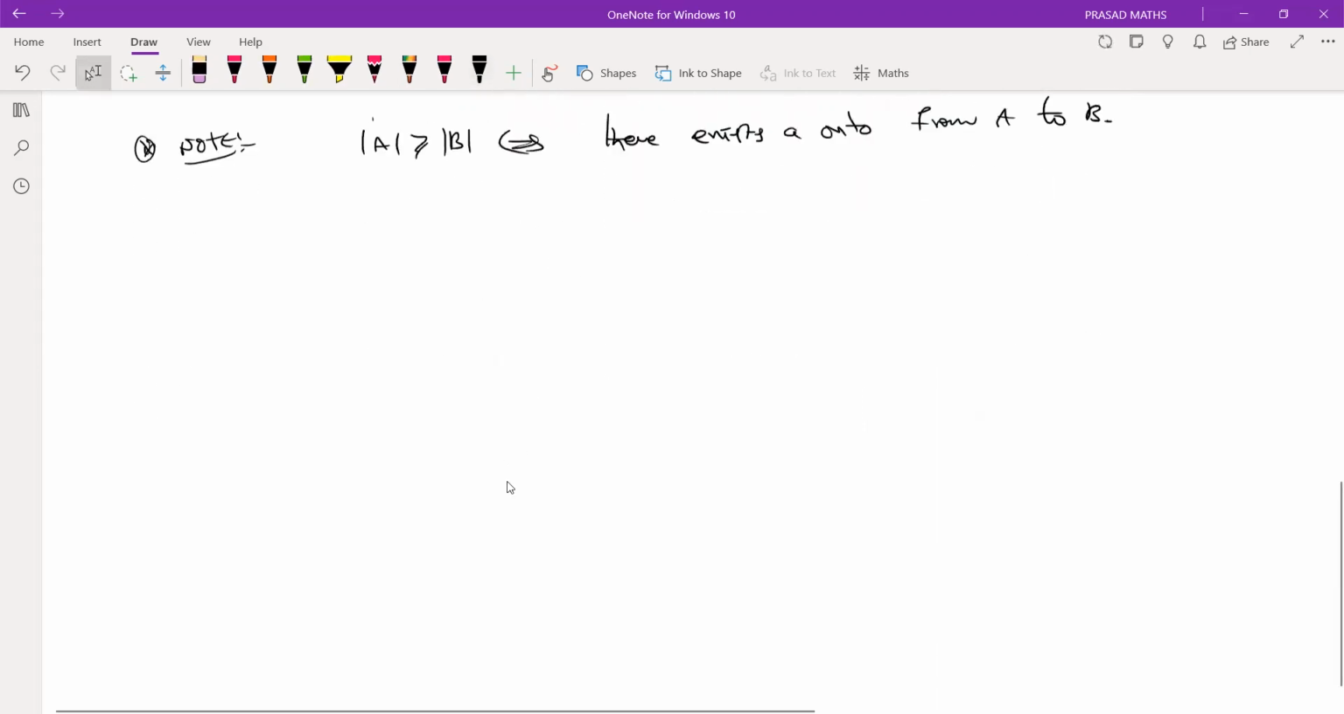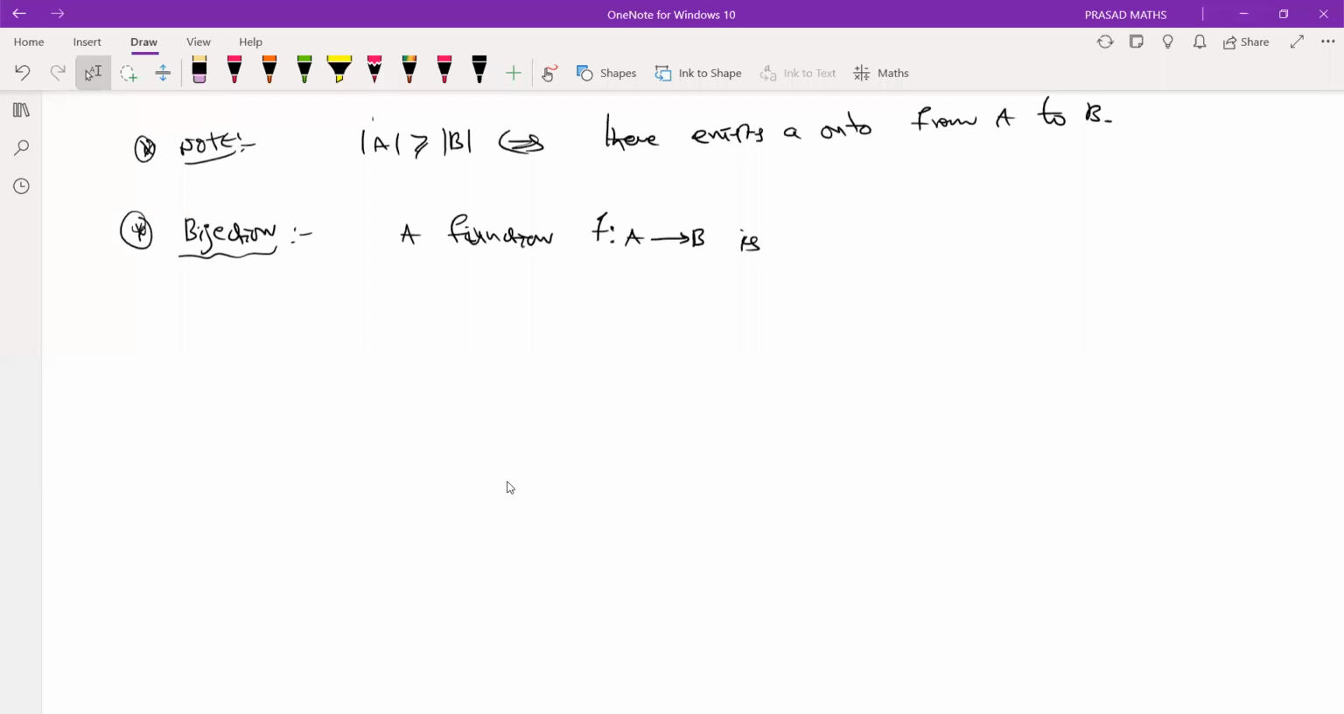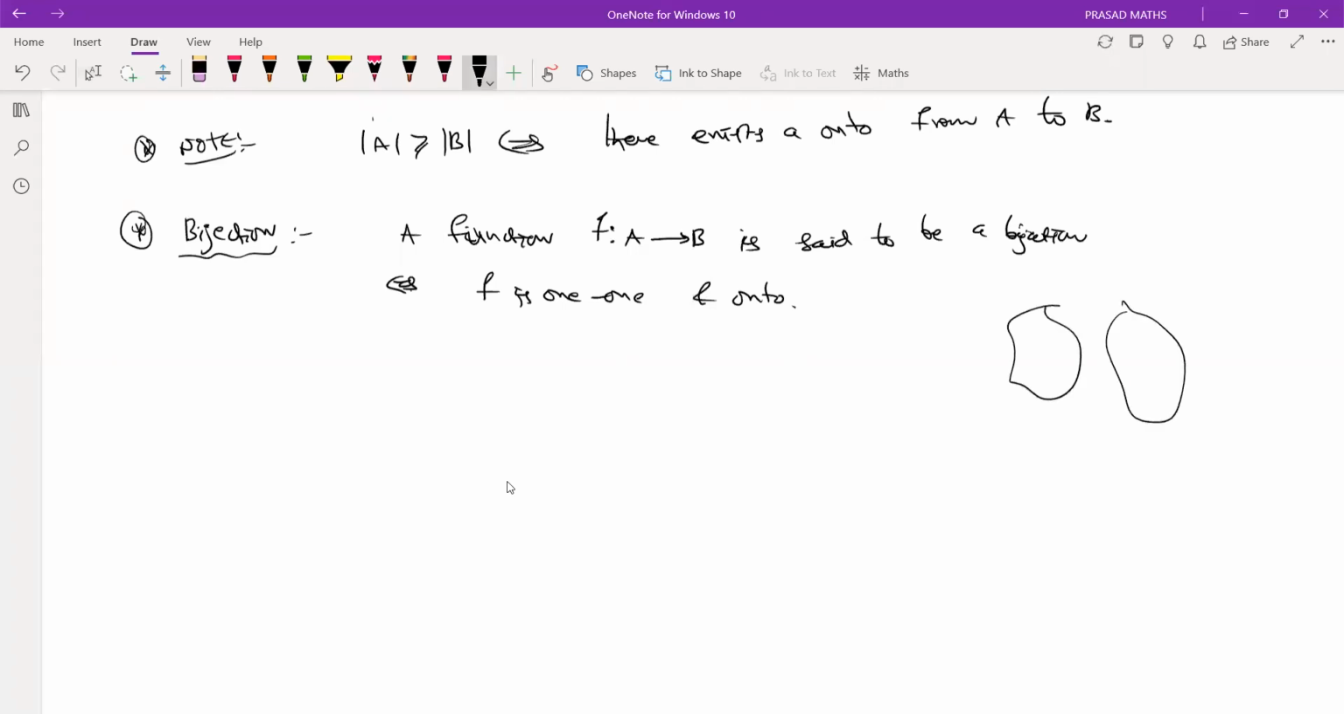Next is bijection. A function from A to B is said to be a bijection if and only if it is one-one as well as onto. If the function from A to B is one-one as well as onto.